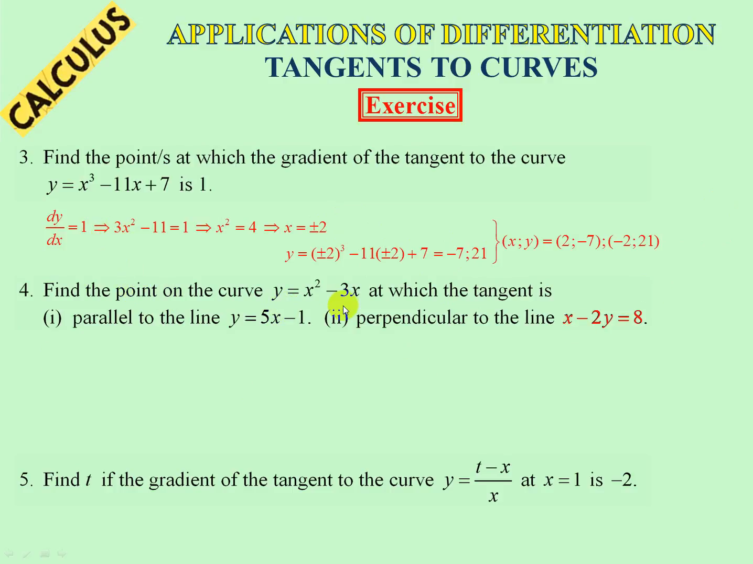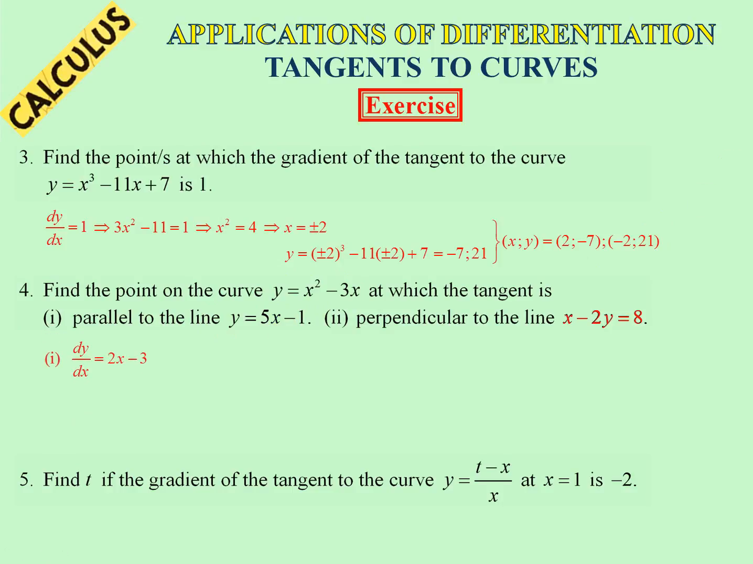Number 4, find the point on the curve at which the tangent is parallel to that line. Well, in other words, the gradient of this line is 5. Gradient of this line is the tangent. Gradient to the tangent is the derivative. And remember, the tangent is parallel means equal gradients. Or the other way we can look at it is just simply derivative equals derivative. That's the best way to look at it, really, I guess.